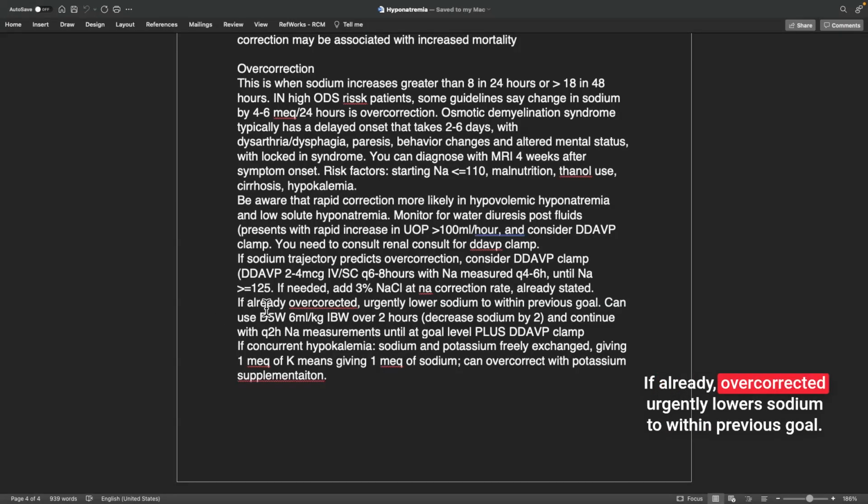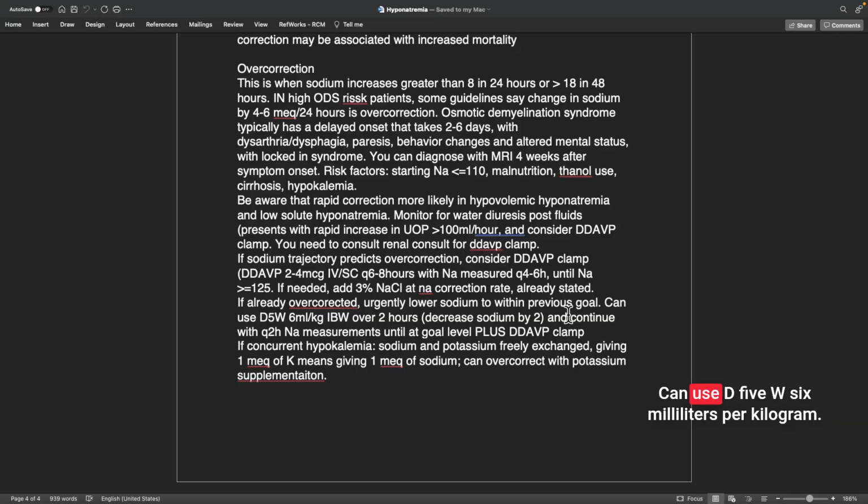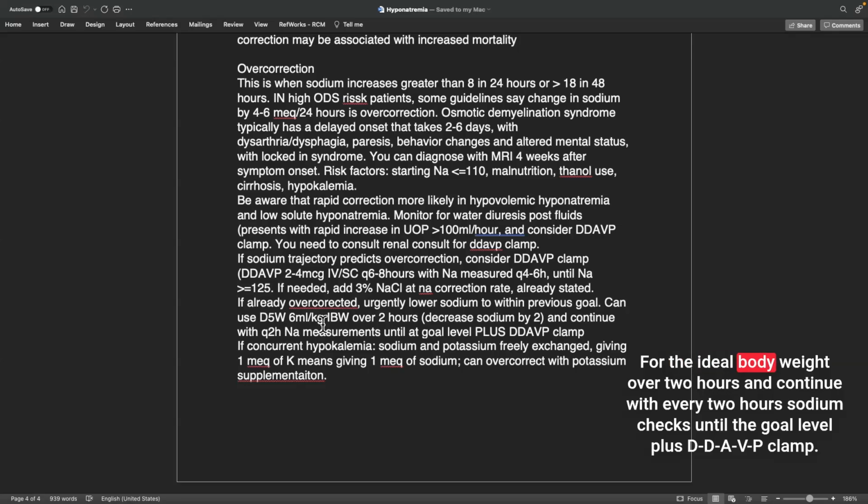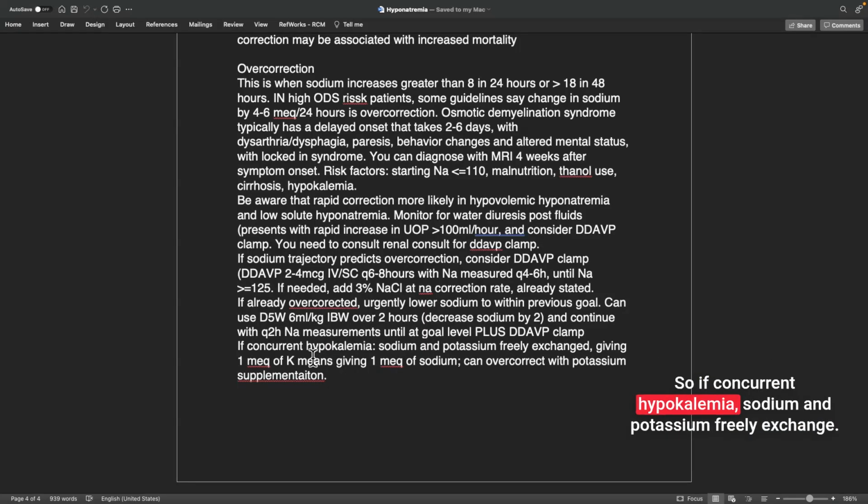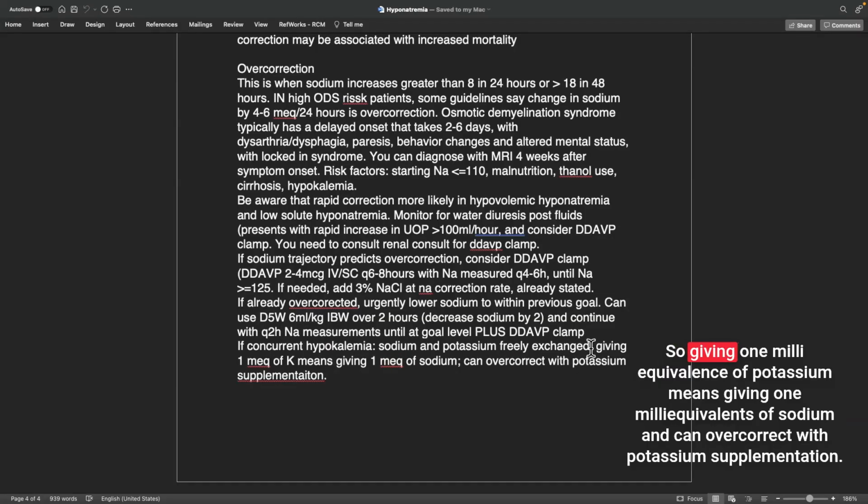If already overcorrected, urgently lower sodium to within the previous goal. Can use D5W 6 milliliters per kilogram of ideal body weight over 2 hours, and continue with sodium checks every 2 hours until the goal level, plus a DDAVP clamp. So if there's concurrent hypokalemia, sodium and potassium freely exchange. Giving 1 milliequivalent of potassium is like giving 1 milliequivalent of sodium, and you can overcorrect with potassium supplementation.